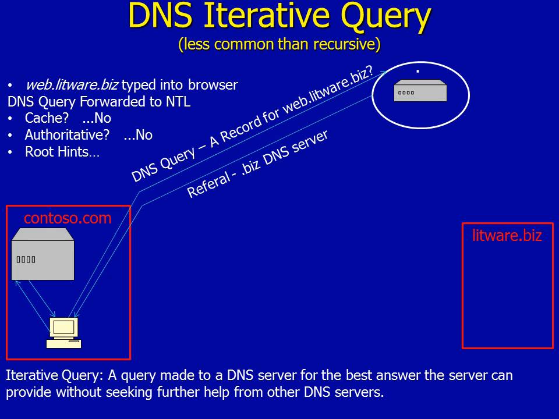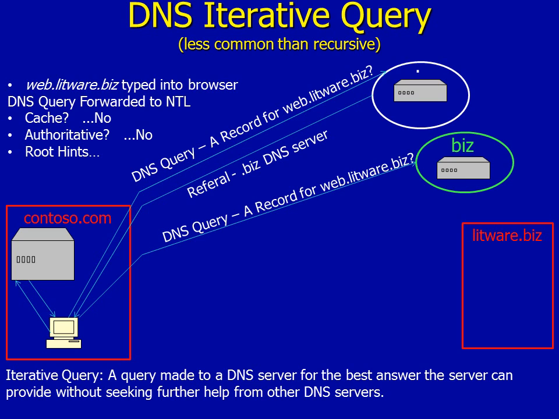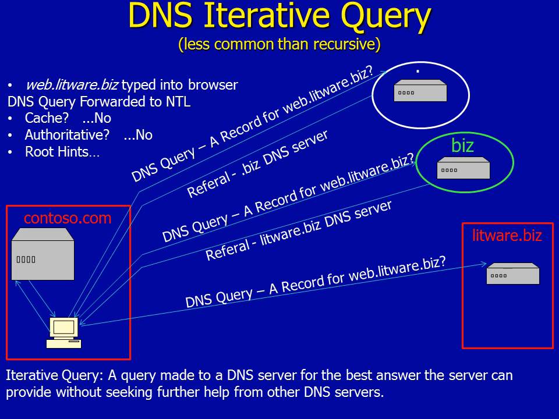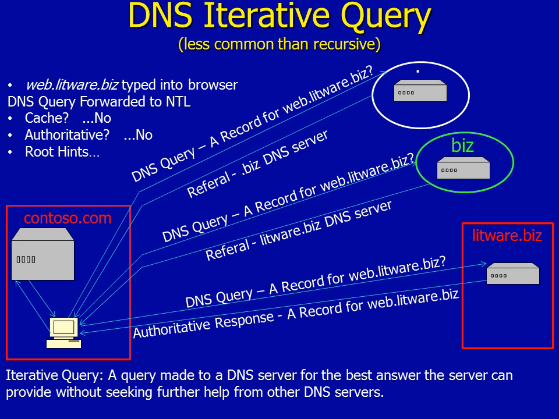A referral then comes back from the DNS root server for the .biz top level domain. As you'll notice here though, the actual host that does the work here is the client, and this happens in exactly the same way for the rest of the queries throughout the process, but it's all done by the client side as opposed to the DNS server.